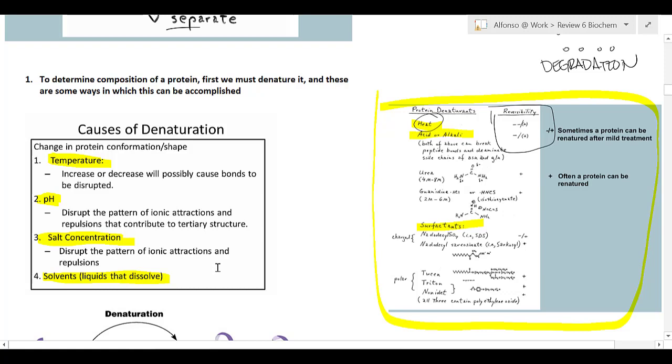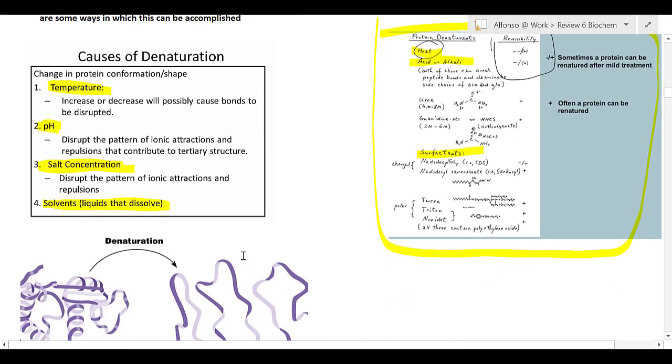An example of that your professor may have given you in class is whenever you're cooking eggs and you go from the clear protein to the solid white. That's an example of you denaturing it, and then it doesn't spontaneously turn back to the clear form, right? Eggs don't uncook themselves.